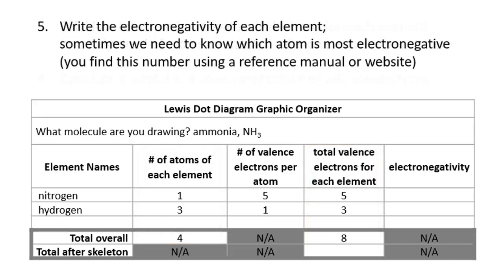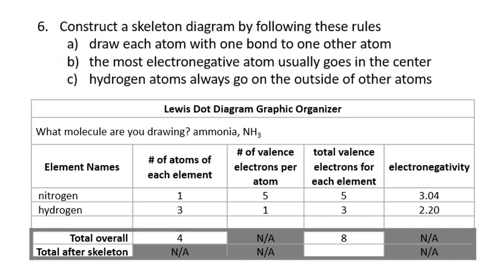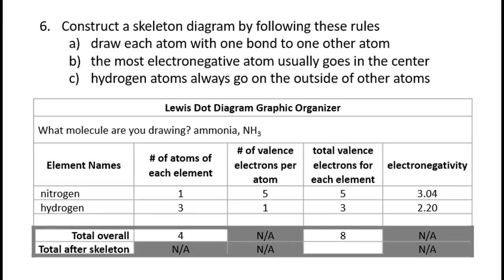Step 5. Write the electronegativity of each element. Sometimes we need to know which atom is the most electronegative. You find this number using a reference manual or website. Step 6. Construct a skeleton diagram by following these rules. A. Draw each atom with one bond to one other atom. B. The most electronegative atom usually goes in the center. C. Hydrogen atoms always go on the outside of other atoms.